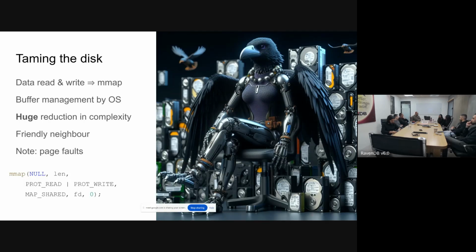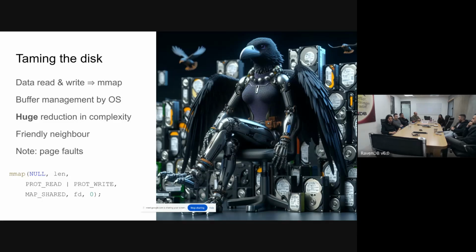So this is awesome. It also means that we have a really good story around how we manage running as part of a more complicated environment. It's not just RavenDB on the machine. You have RavenDB and Node.js and Nginx all running together. How do we make sure that we're not stomping over each other? By utilizing the memory map, we're telling the operating system, I want you to manage that. So I'm being a friendly neighbor to all of my other processes.